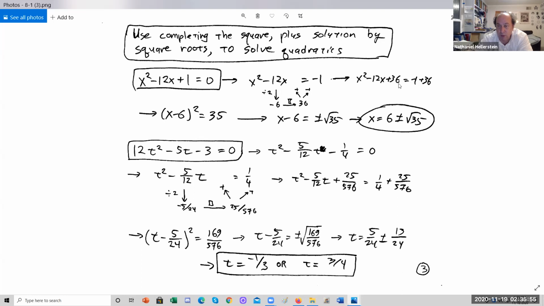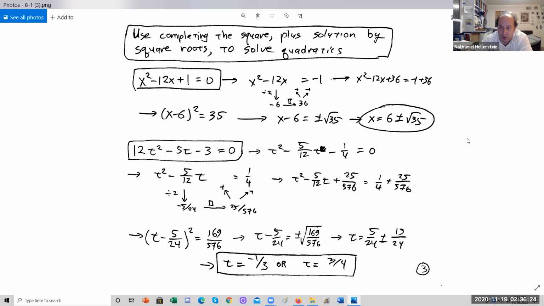x squared minus 12x plus 36 is (x minus 6) all squared. Negative 1 plus 36 is 35. So we have (x minus 6) squared equals 35. Now it's a matter of taking square roots and transposing. Taking square roots, you get x minus 6 equals plus or minus root 35. Add 6 to both sides, you get x equals 6 plus or minus root 35. And these are the two solutions to this quadratic equation.